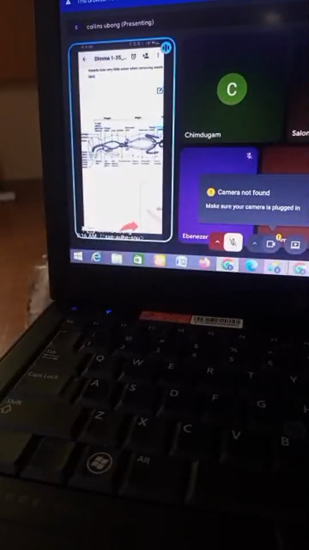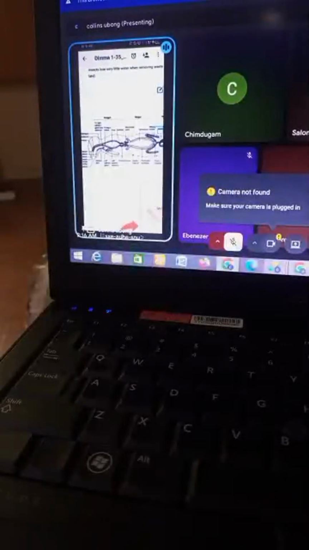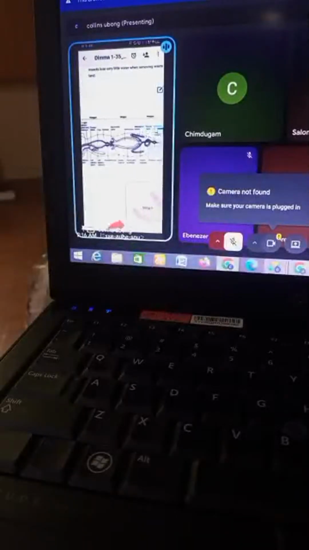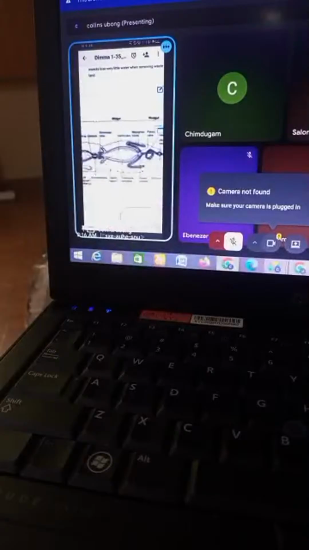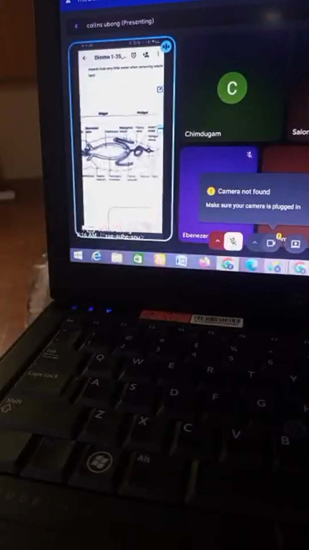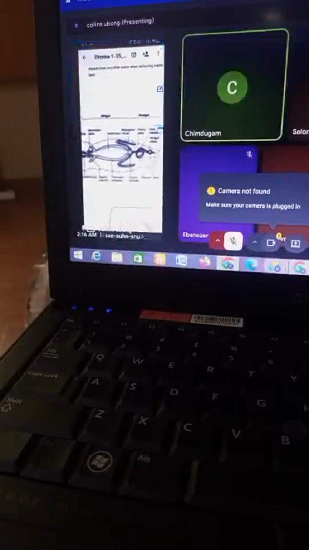Insects' alimentary canal, that is the digestive system of the insect, and where the Malpighian tube is located. You see that tubular structure there? It's attached to the alimentary canal, the digestive system of the insect.